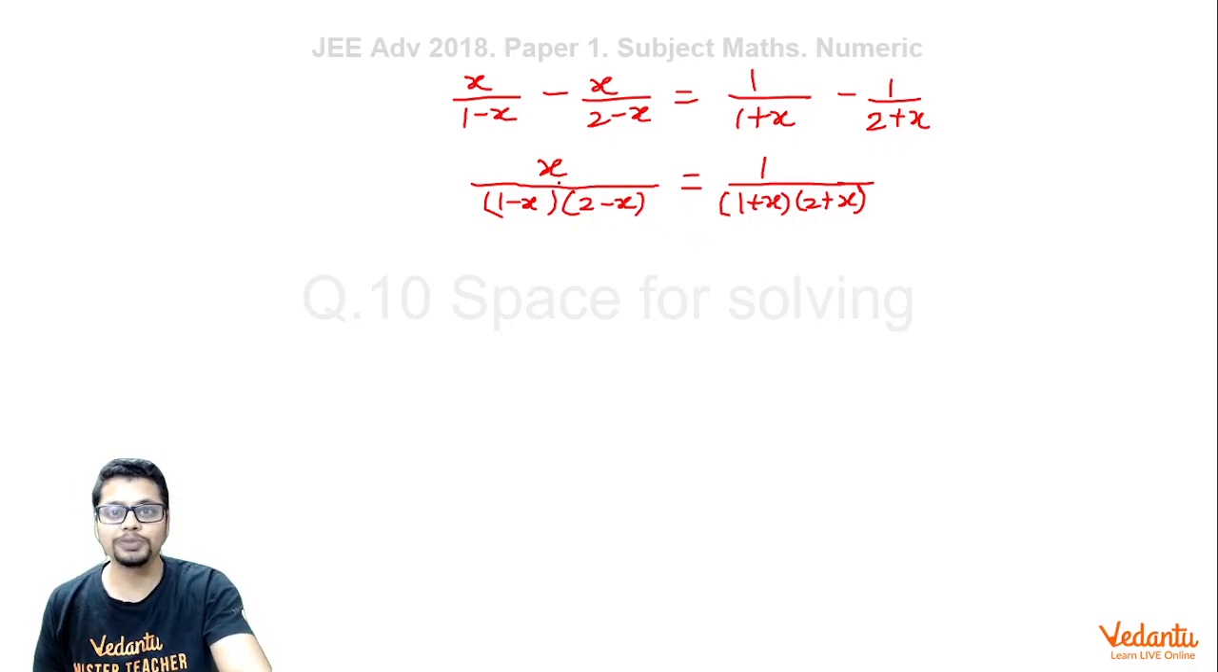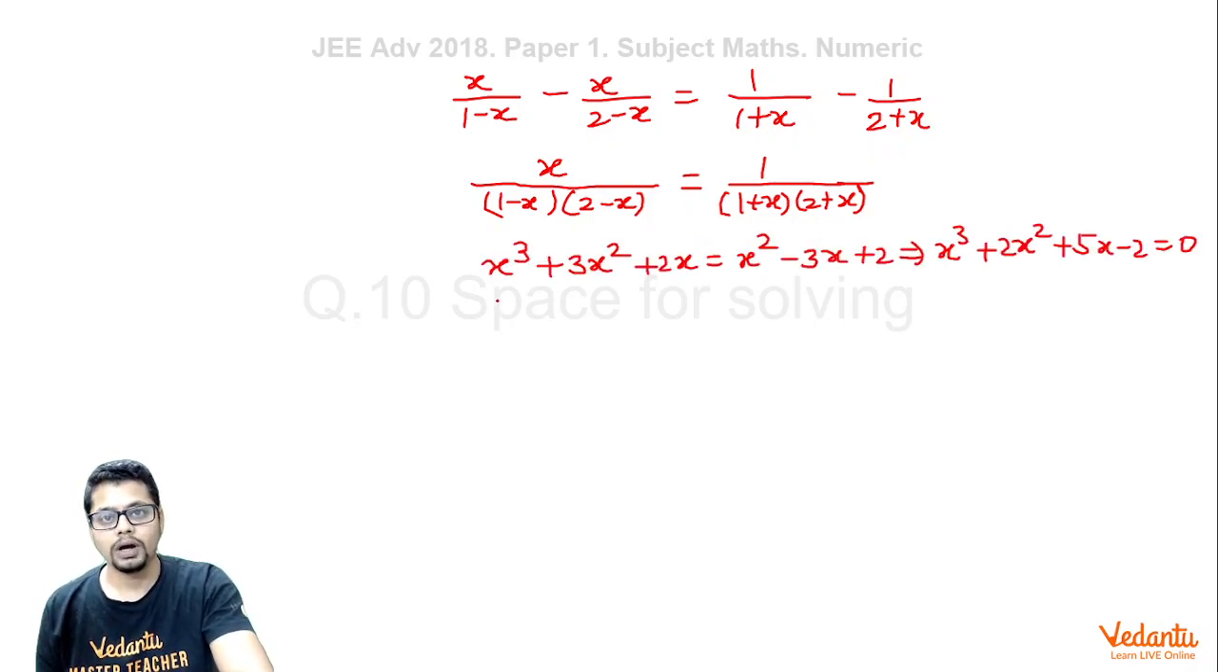Now let's cross multiply and rearrange. Upon cross multiplication we get this on respective sides, and by taking all terms on one side, we essentially get this cubic polynomial equation. So now we are interested in the roots of this cubic polynomial equation. So let's take this cubic polynomial as f of x.